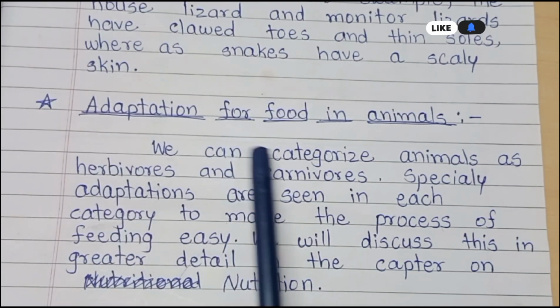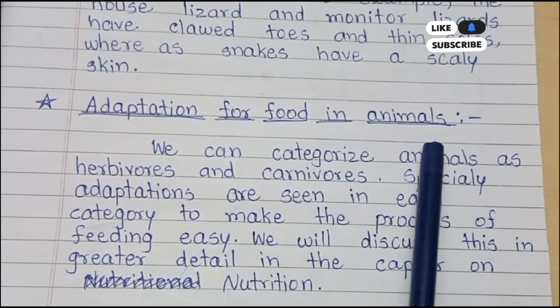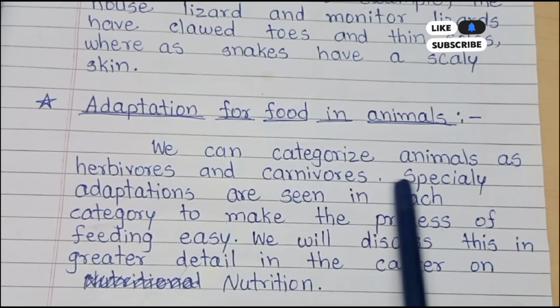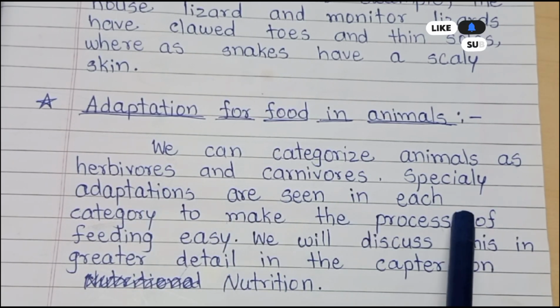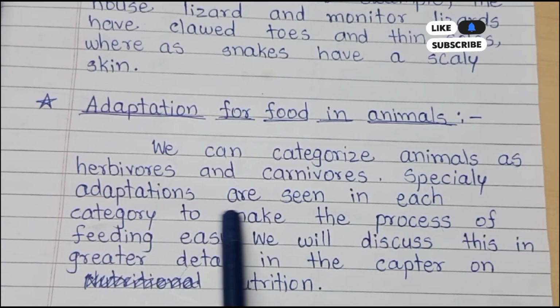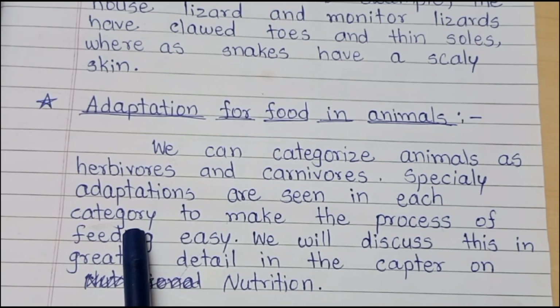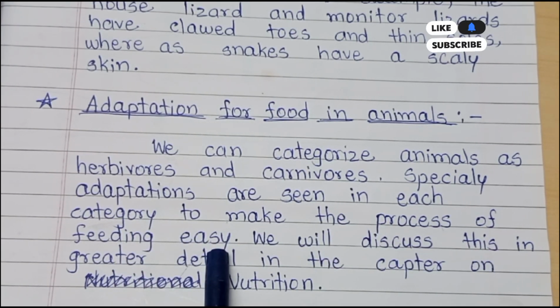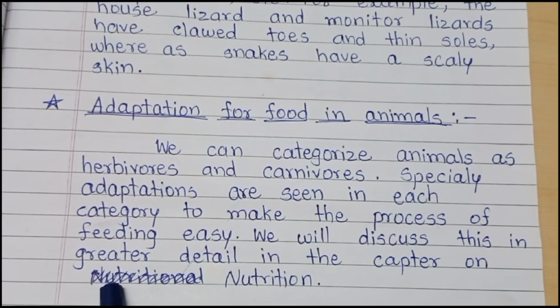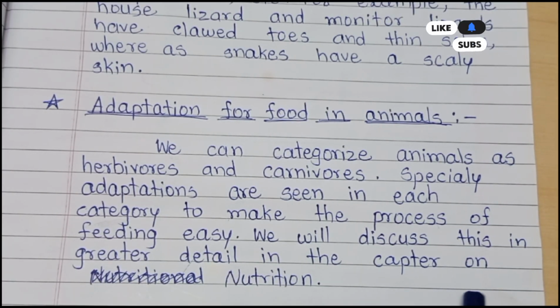Adaptation for food in animals. We can categorize animals as herbivorous and carnivorous. Specially, adaptations are seen in each category to make the process of feeding easy. We will discuss this in greater detail in the chapter on nutrition.